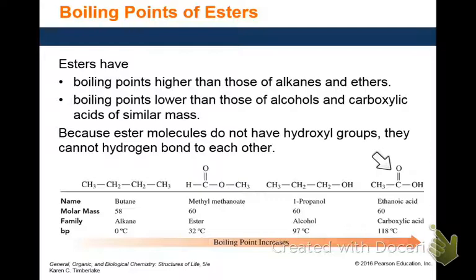Esters can't do that because they don't have a hydrogen bonding group, so their boiling points are going to be relatively low compared to carboxylic acids. And alcohols have hydrogen bonding, so they're going to be a little bit higher boiling points. So if you're comparing things with similar molecular weights, it always goes alkanes, esters, alcohols, and then carboxylic acids. And the two end groups you can remember: alkanes are always low, carboxylic acids are always high. And then the other two you could sort out based on hydrogen bonding.